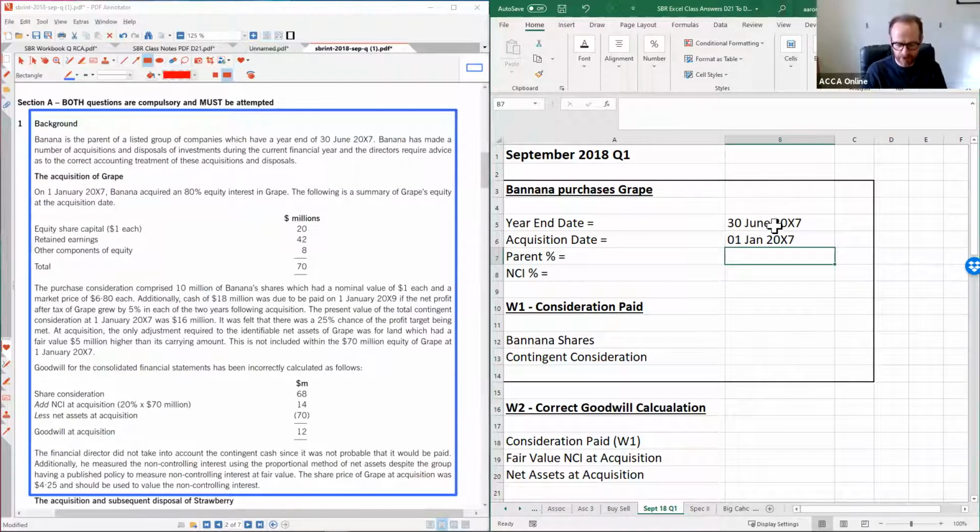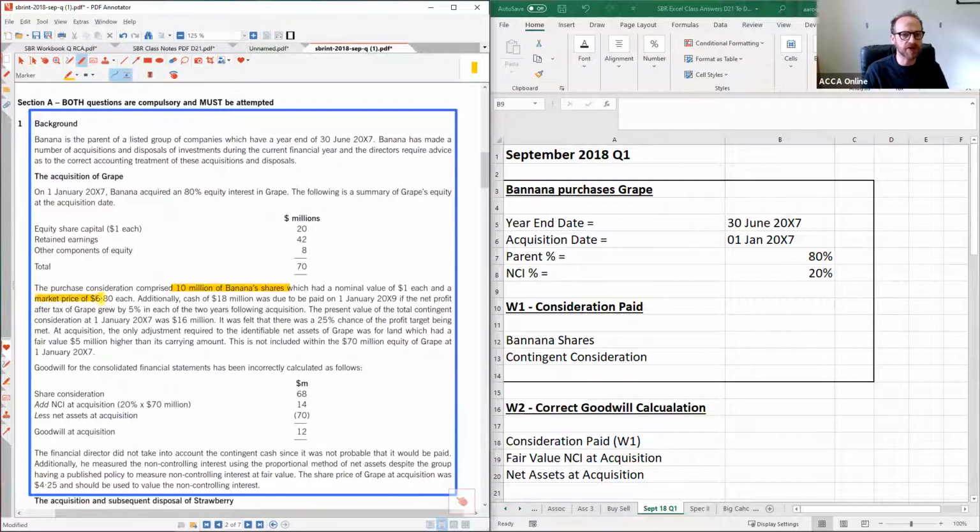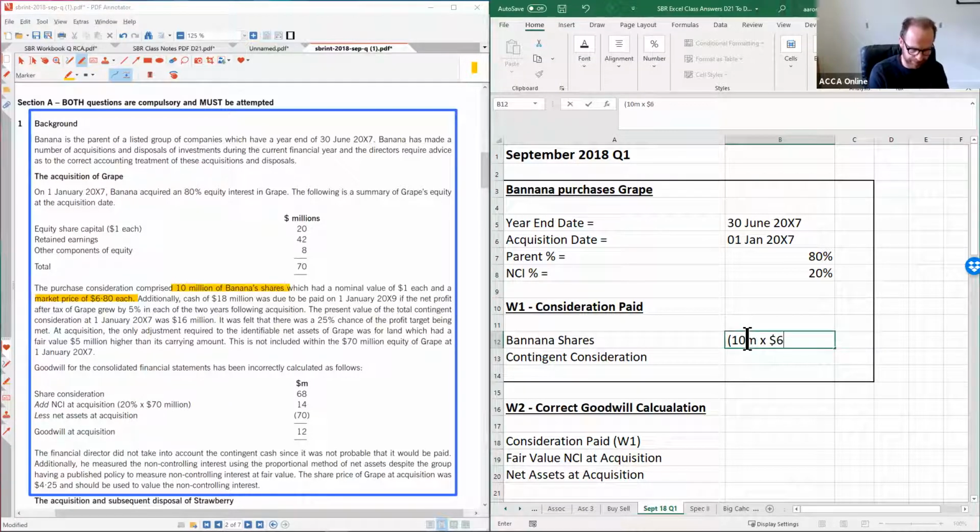Parent percentage, we acquired 80%, which means we've got an NCI of 20%. And I said to do the consideration paid. So once you've done your read through, you're thinking, right, okay, what consideration have I got here? Well, we've got purchase consideration comprising 10 million shares, which had a nominal value of $1 each and a market price of $6.80. Well, it's the market price we're interested in. So if we pay shares, we're looking for 10 million times $6.80. So that's 68.